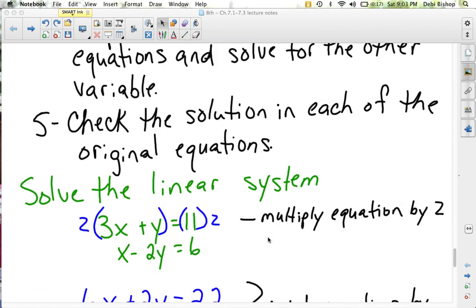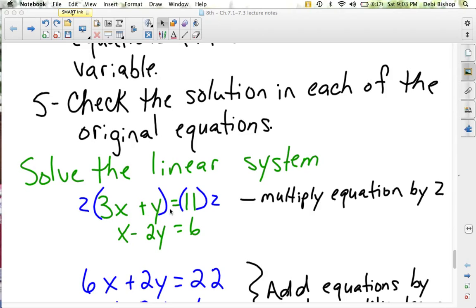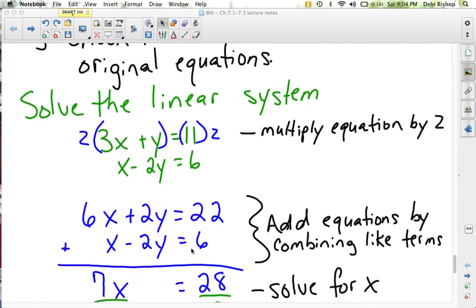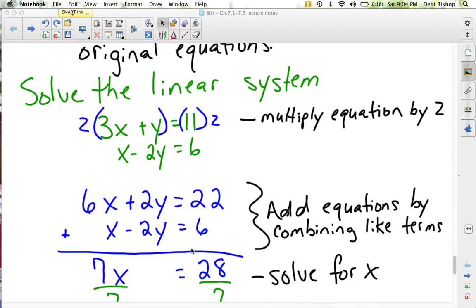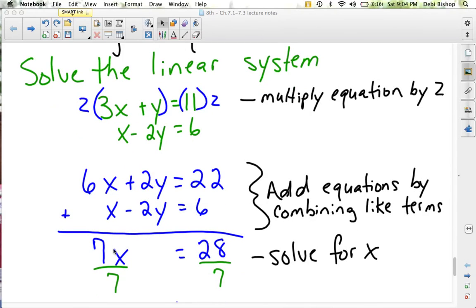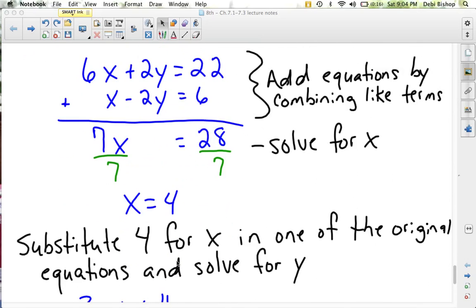So again, we're going to use the same equations. You can see 3x plus y equals 11 and x minus 2y equals 6. Well, I see I already have a negative 2y, and I just need to get a positive 2y so that I can eliminate the y variables. So I multiply both sides of the first equation by 2, and I get 6x plus 2y equals 22, and then you add your other equation of x minus 2y equals 6. So you have 6x plus x equals 7x, 2y plus a negative 2y cancels out to 0, and then 22 plus 6 is 28. Isolate your x, and you get x equals 4.